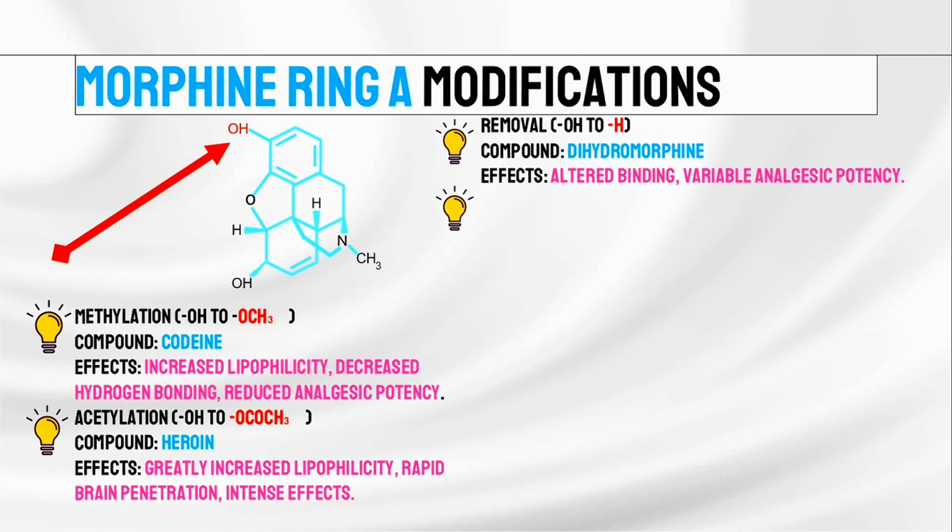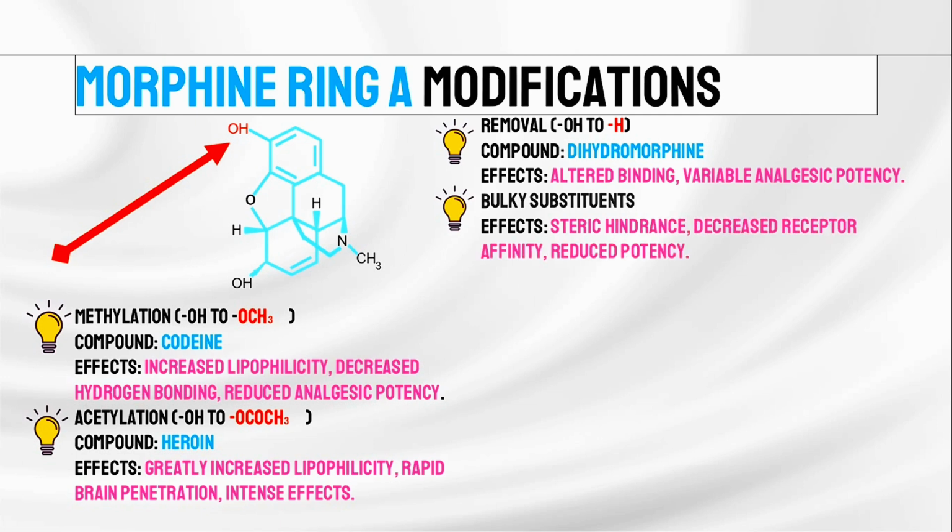Fourth destination, bulky substituents: size matters. Introducing larger groups at position 3 brings about significant changes. Steric hindrance: those bulky additions can get in the way, literally blocking the molecule from fitting snugly into the opioid receptor. Decreased receptor affinity: with a poor fit, binding affinity drops, and so does effectiveness. Reduced potency: the result is a compound that's less effective at relieving pain.